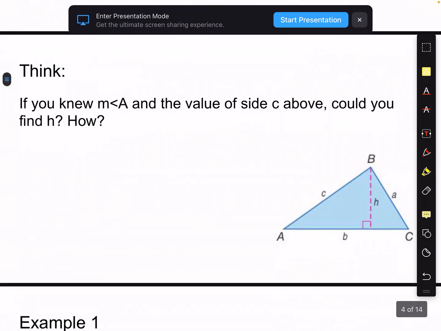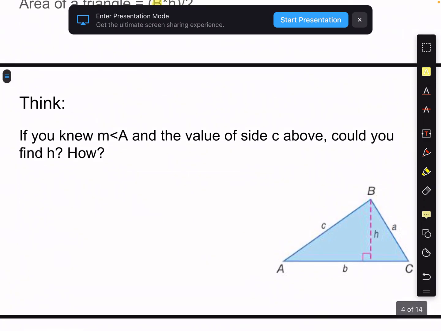So let's take a look here. It says, think if you knew the measure of angle A. So we could just throw something in there. Say it's 30 degrees. And the value of side C, so if the value of side C was, let's just say 10, could you find h? And then it says how.